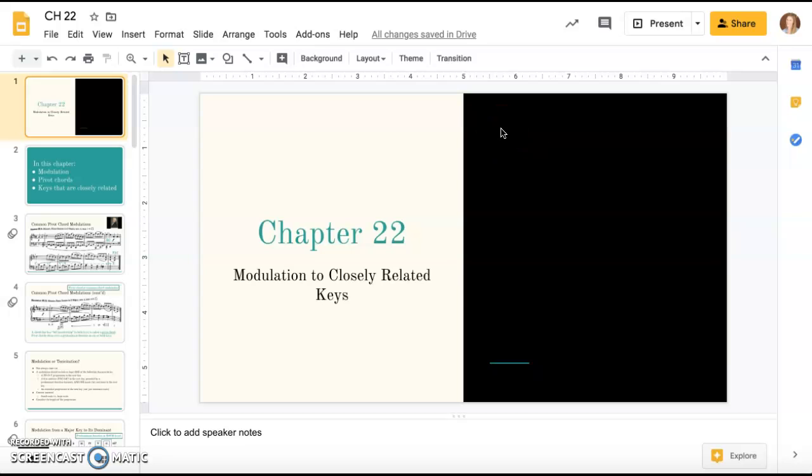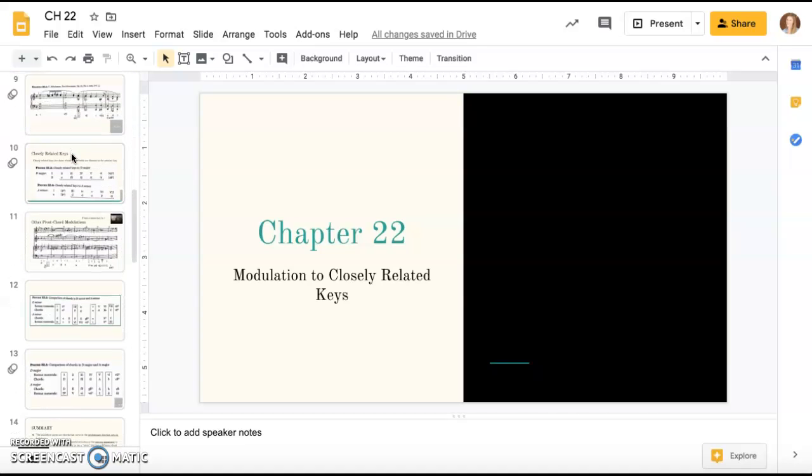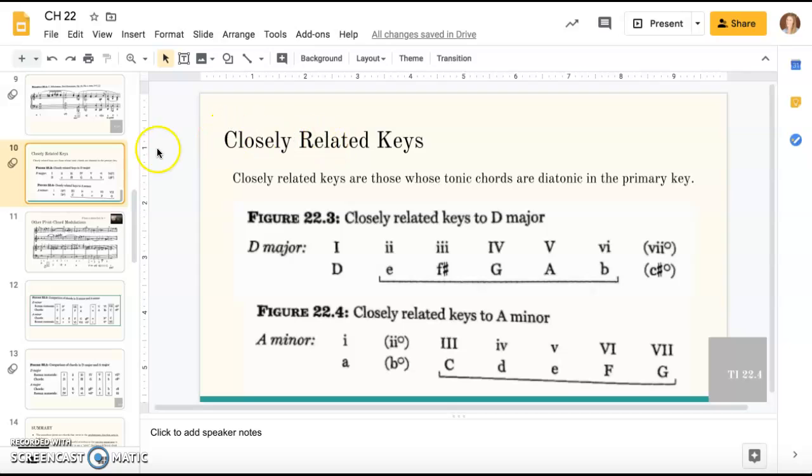Hi AP, this is part 2 of chapter 22, Modulation to Closely Related Keys. We're going all the way down to closely related keys.